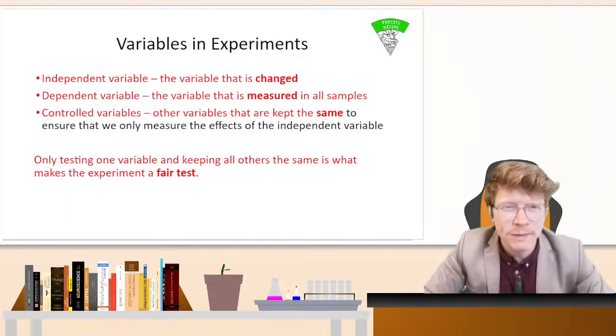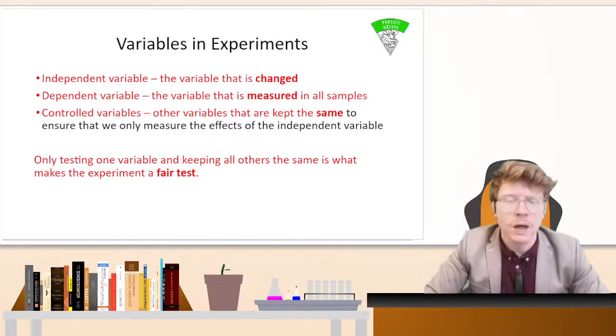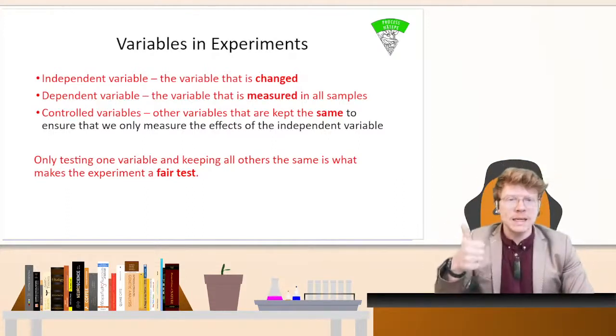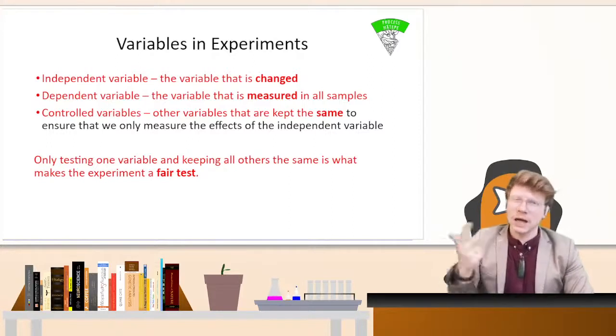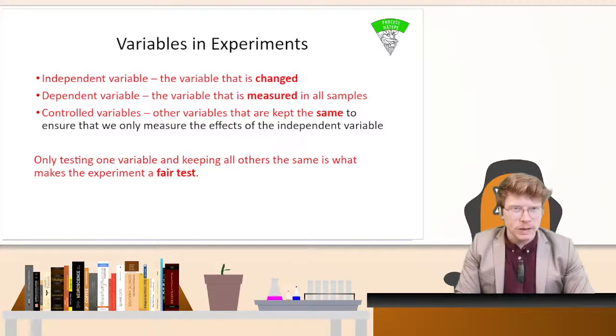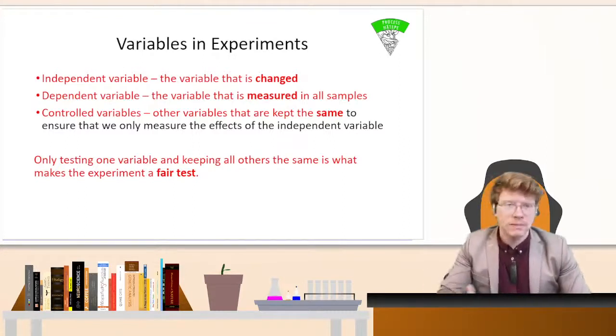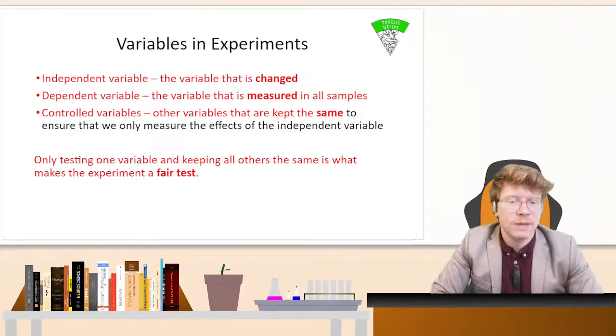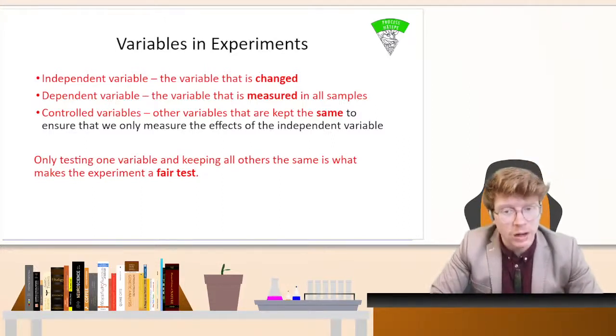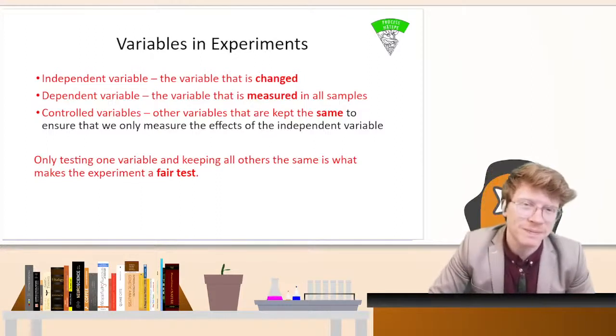So we've talked about these before. Hopefully this will ring some bells. We have the independent, the dependent, and our controlled variables. So in an experiment, you pick the one thing you want to change. The thing you want to change is called the independent variable. The other thing is the thing you measure, right? The variable we measure, we call that the dependent variable because it depends on our independent variable.